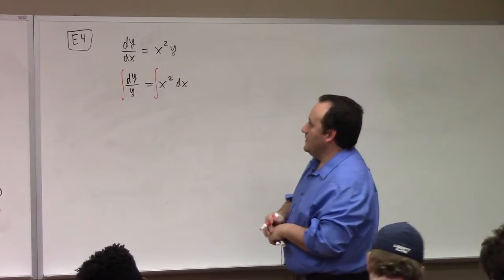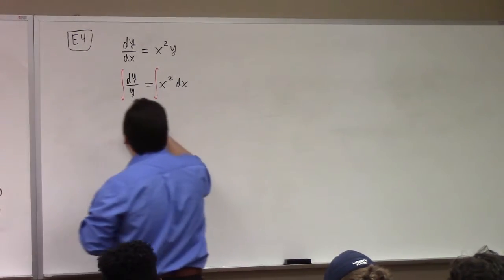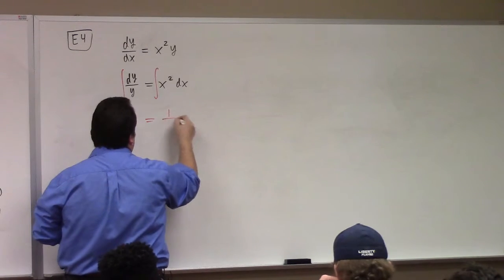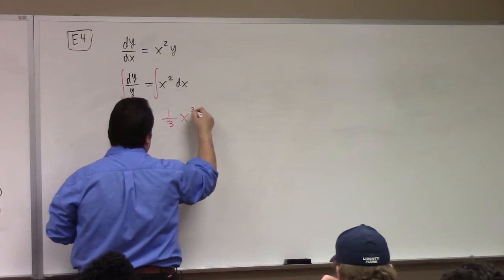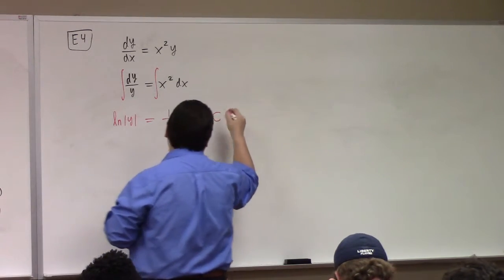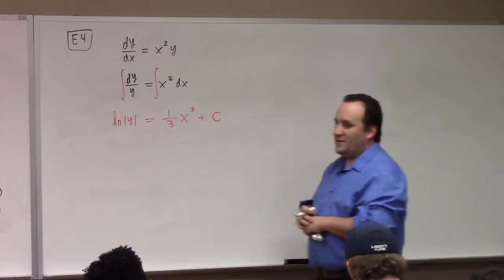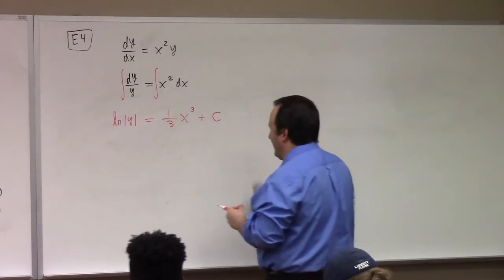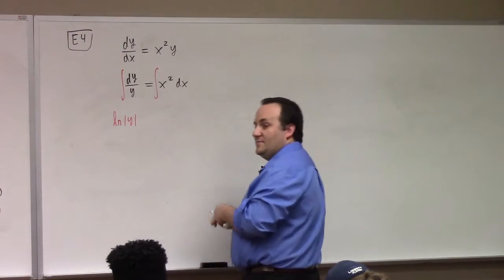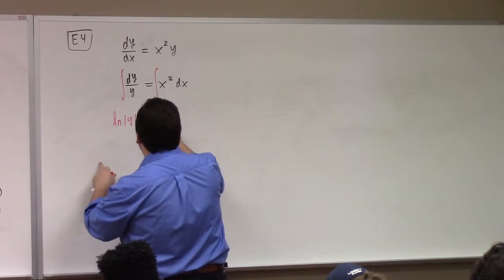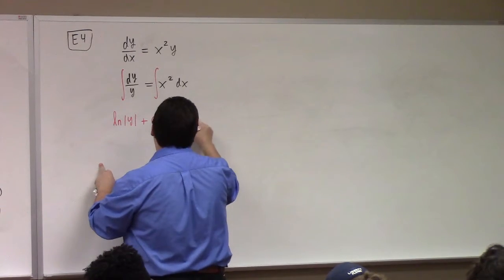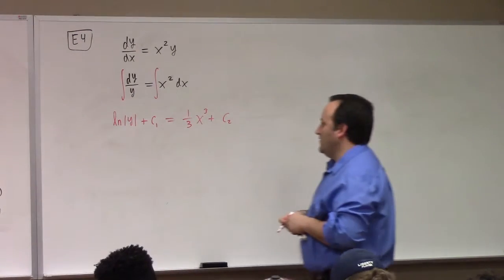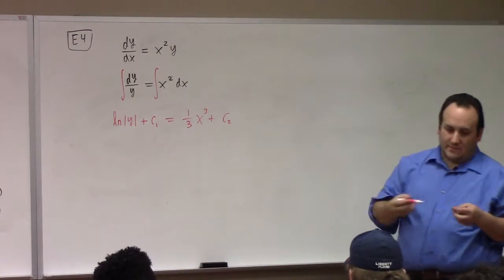Okay? And so that gives us the natural log of the absolute value of y is equal to 1/3 x cubed plus a constant. Now, you might wonder, well, since we're starting, let me add a different constant to both sides. So c1 on this side, x cubed, plus c2 on the other side.